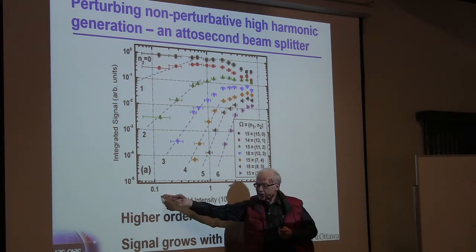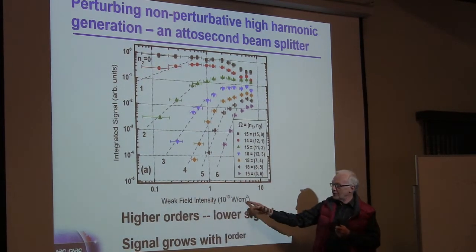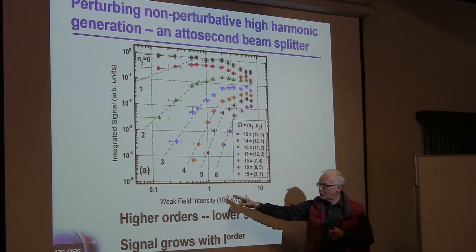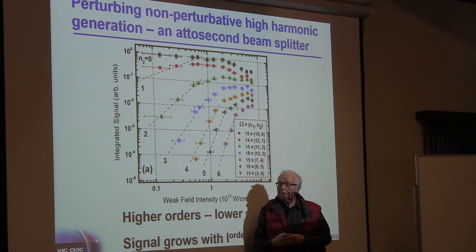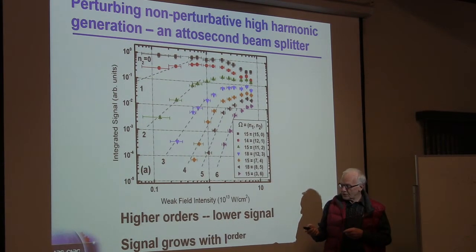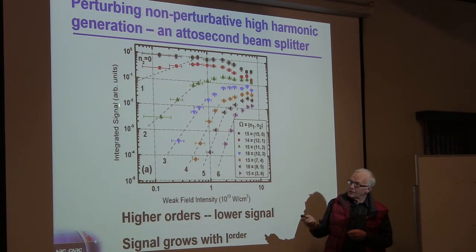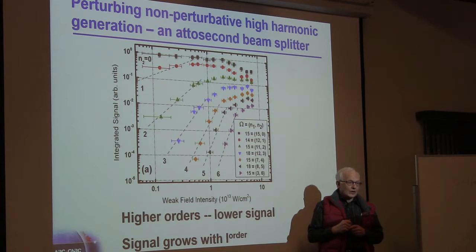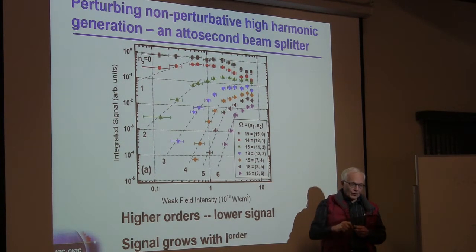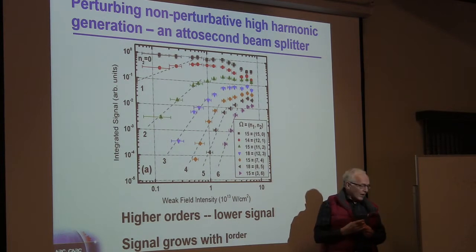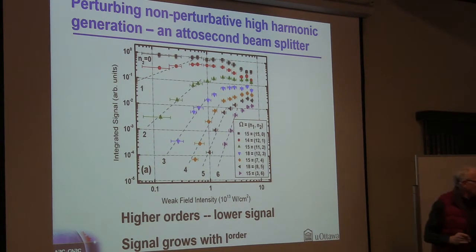The weak field intensity shown here is in 10 to the 13 watts per square centimeter. So this is 10 to the 13, this is 12, 10 to the 11, and so on. And here is the intensity of the signal creating, absorbing 1 photon or lowering 1 photon. Now there are many signals that could be looked at because there are many of these diffracted beams, but they all behave the same way.